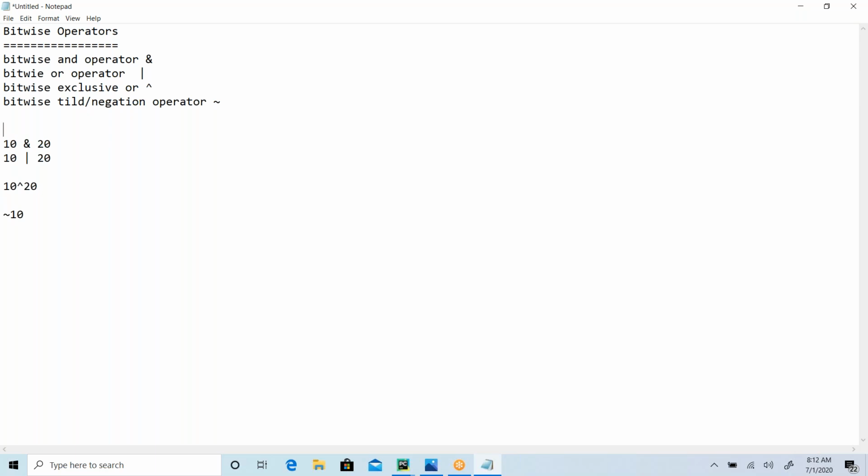Now instead of this, I'll take x value as 10 and y value as 20, and here I'll just use x and y, x or y, x exclusive or y. Here I will take tilde x. Just a programmatic way. This is what we are going to understand.